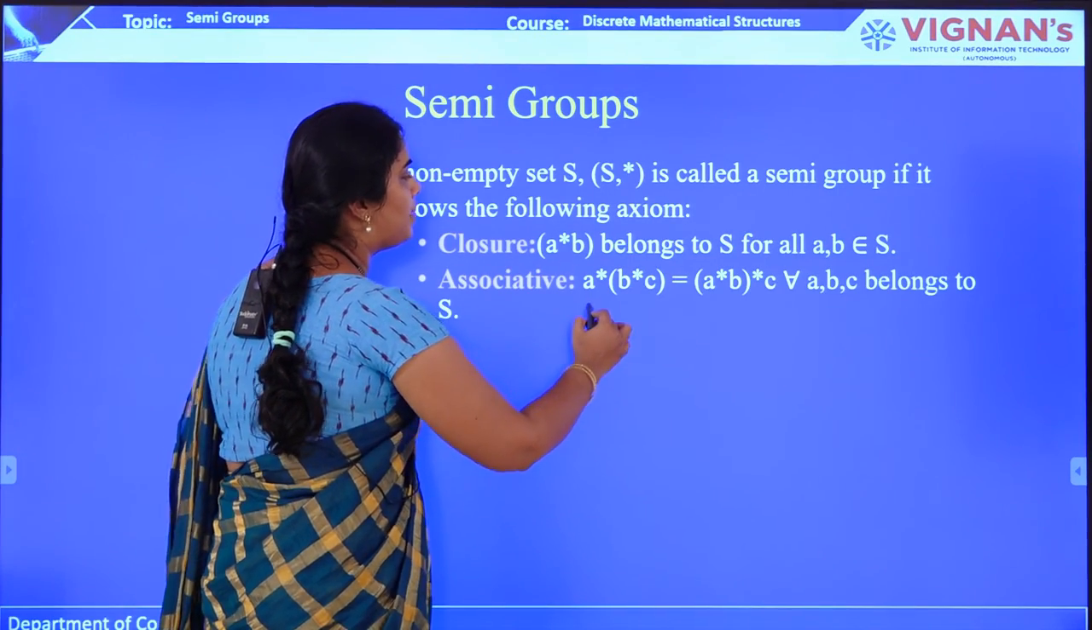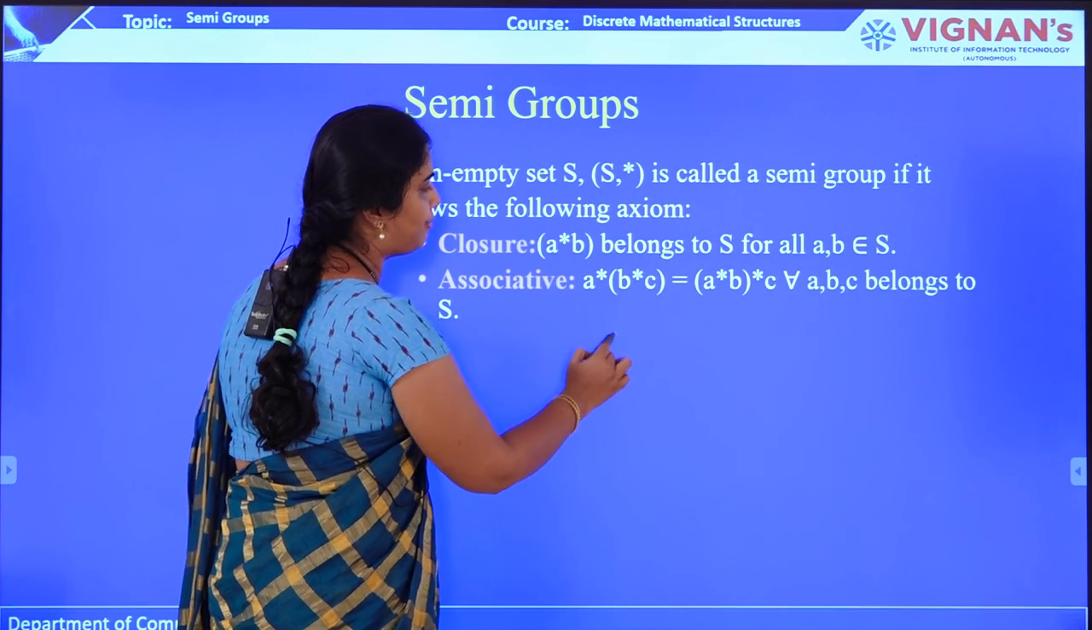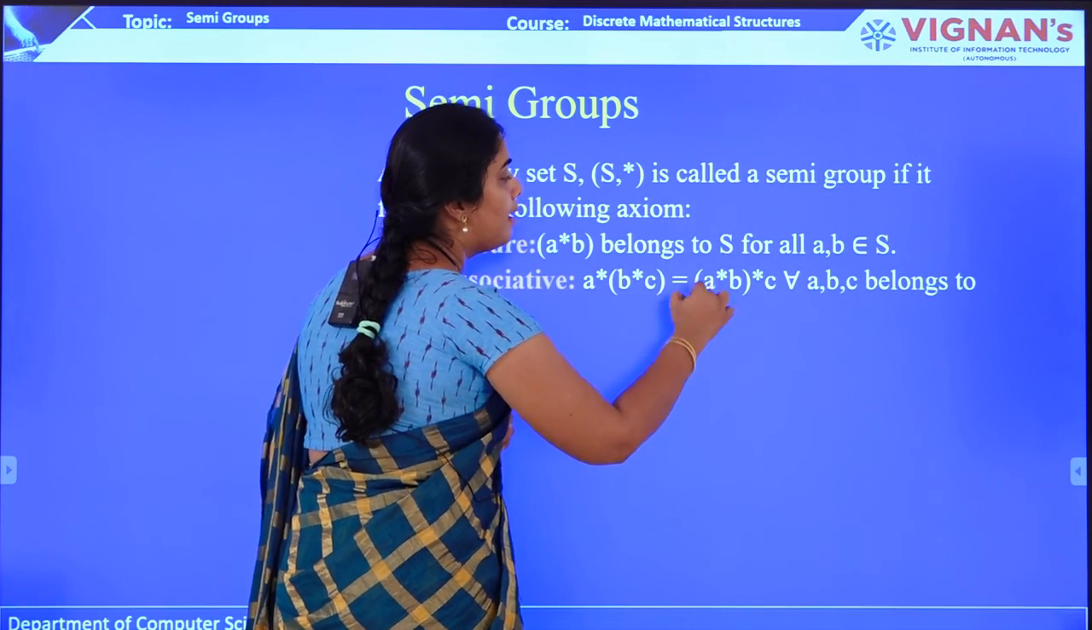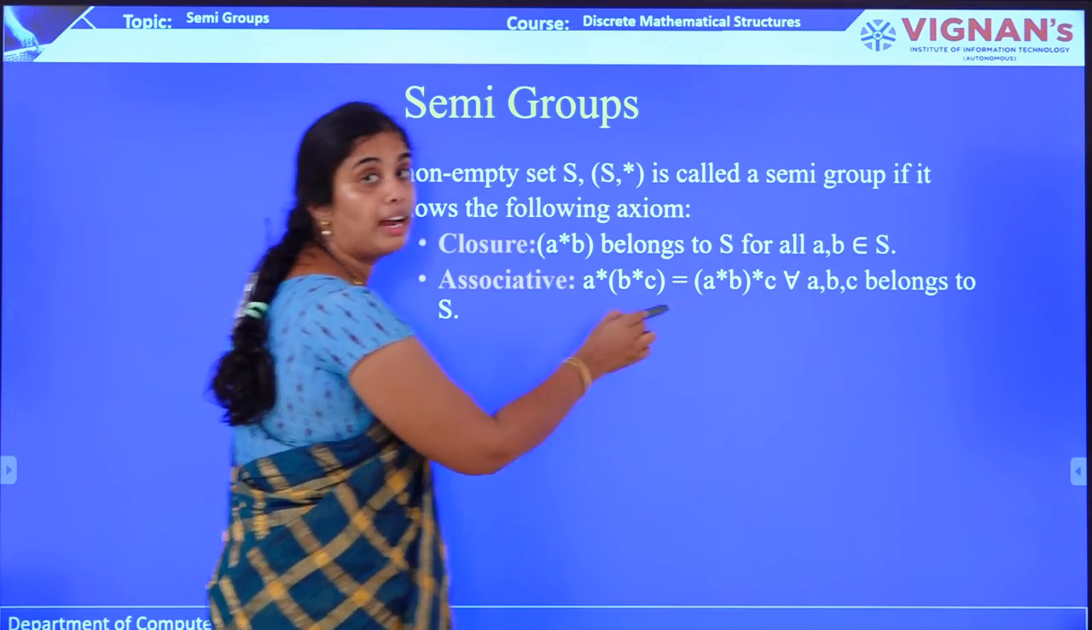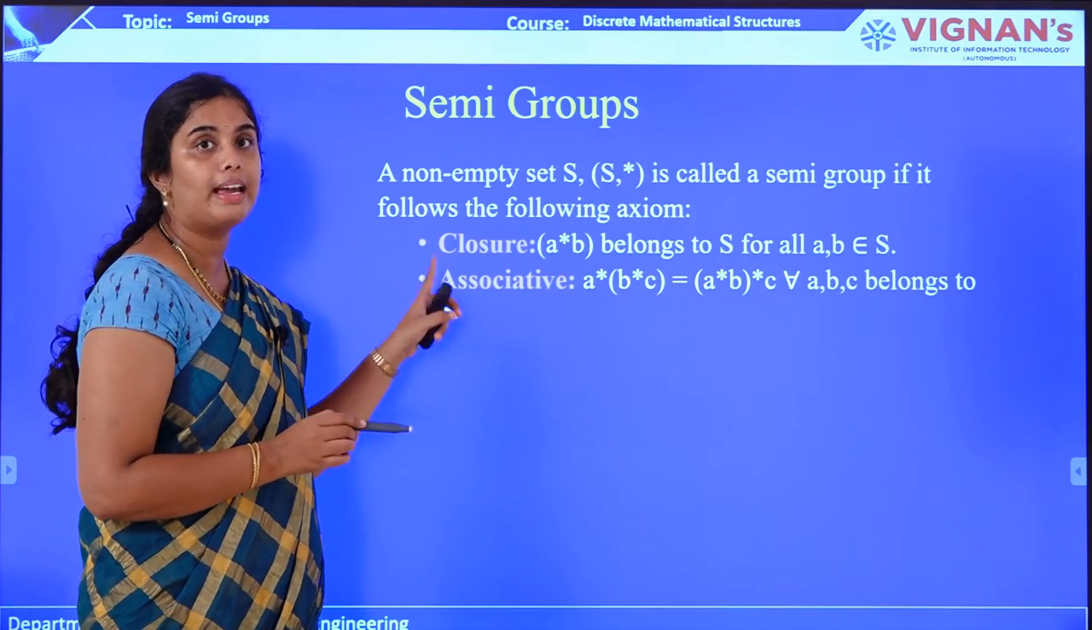You need to interchange the braces. That means whatever result you are getting on the left hand side, if you interchange the braces, in that case also you need to get the same result. So, in that case it is said to be obeying associative.